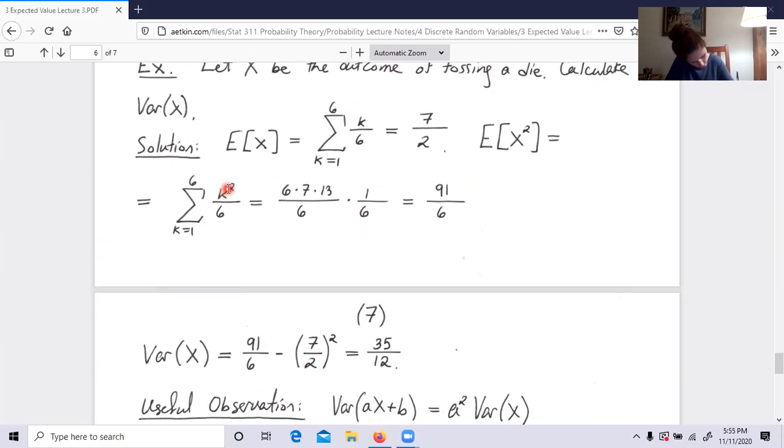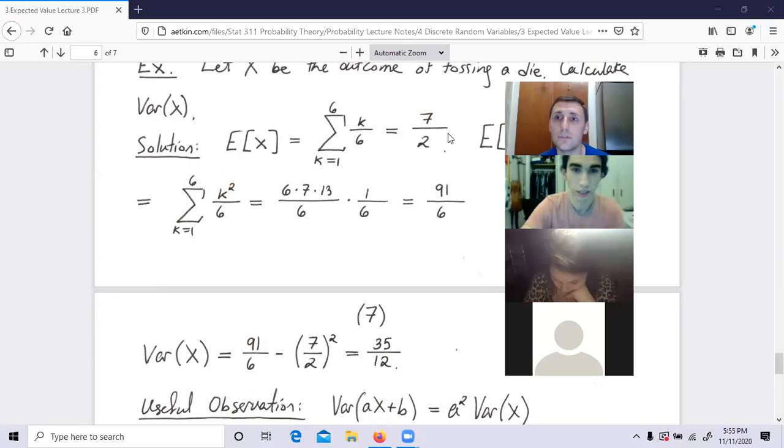And the summation of k squared, do you remember what it is, guys? How do you sum k squared? It's going to be 6 times 7 times 13 over 6, times 1 over 6. Do you need a refresher on summing squares? Yes? All right, let's do a refresher.